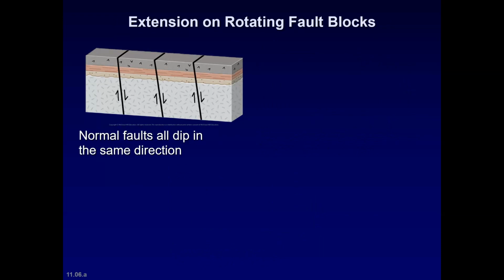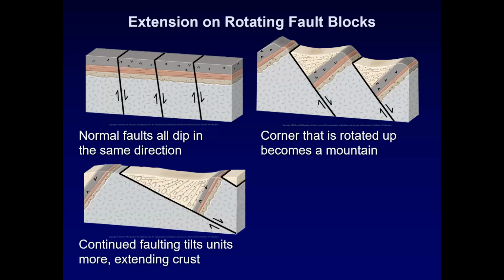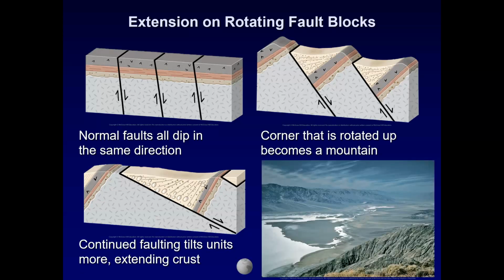With extension on rotating fault blocks, normal faults might all dip in the same direction. During movement, the block and faults rotate. The corner of the block rotated down becomes a basin, and the corner rotated up becomes a mountain or a ridge. And those can have kilometers of displacement. So continued faulting tilts the units more, extending the crust. And we see that, I think I've got that in Death Valley, California.